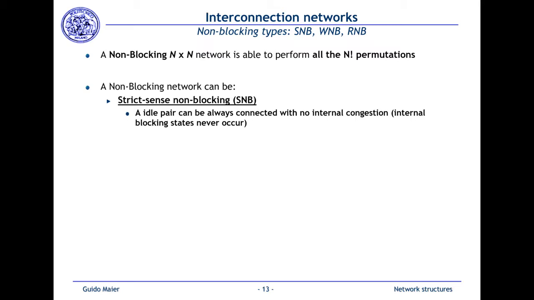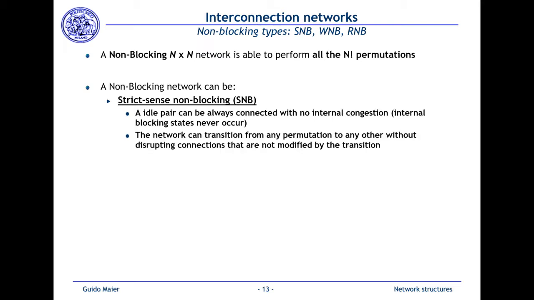The network is strict-sense non-blocking if the idle pair that we want to connect can always be connected with no internal congestion, so internal blocking states never occur. And this also implies that we can transition from any permutation to any other permutation without disrupting connections that are not modified by the transition. What do we mean by this?